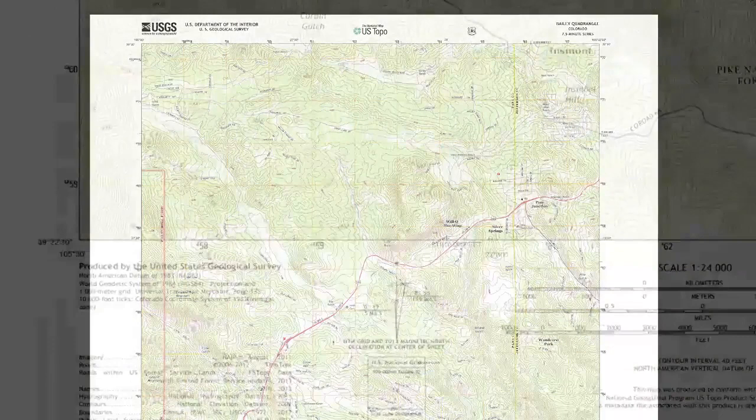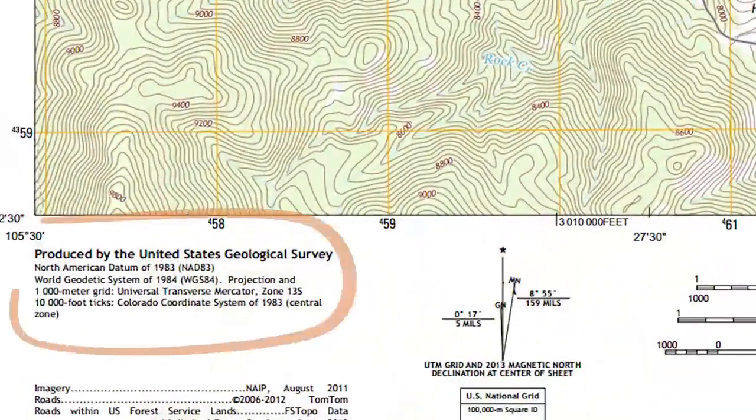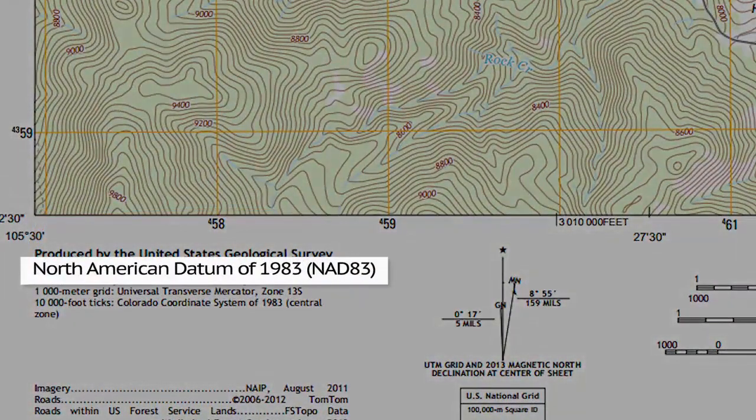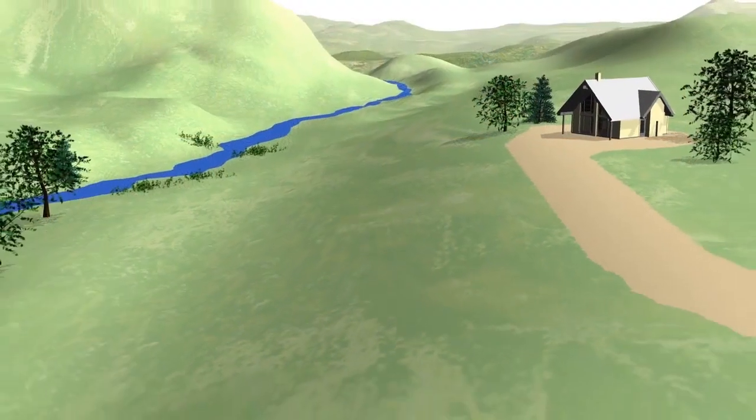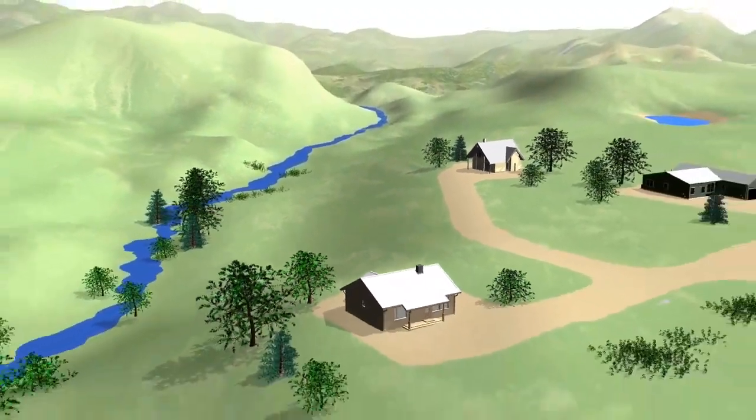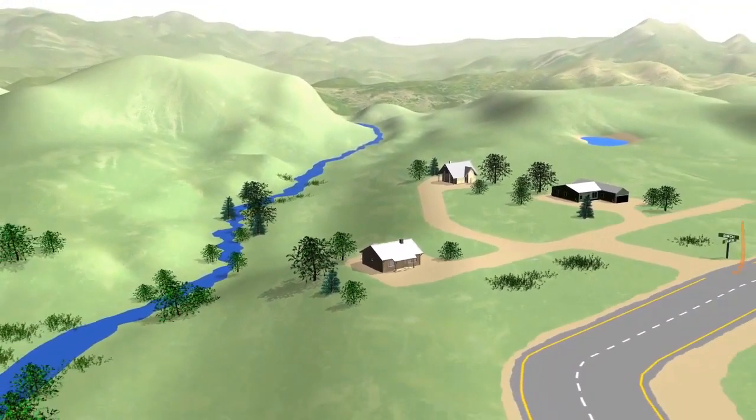Mapping and surveying professionals occasionally use the term datum, but what does it mean, and why are datums important? A datum is simply a standard reference point, set of points, or surface from which survey measurements are based.